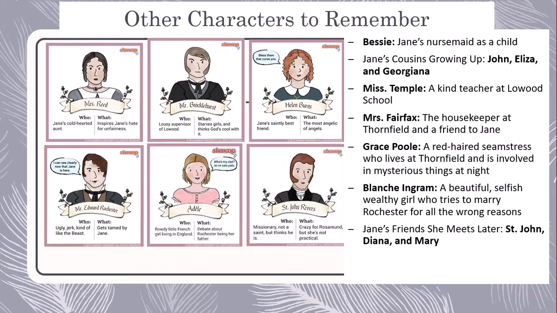Diana and Mary are St. John's sisters, so those are some of her friends she meets later. And then Rosamond is Jane's friend and St. John's love interest. So it's quite interesting comparing Rosamond to Blanche and seeing some of their similarities and differences. That's something I'd like you to look for.